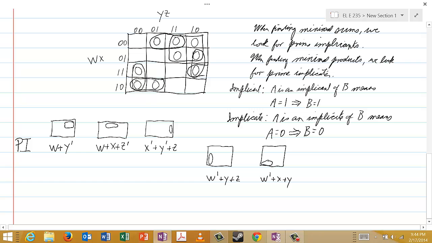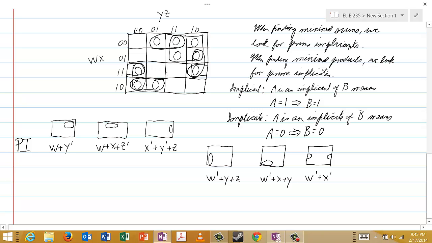We have the grouping of this 0 over here on the right hand side with this 0 on the left hand side. So let's identify that. Here we have that and that. There's the sketch. And let's ask ourselves what the name of that prime implicate will be. W and X are both constant. W is constant equal to 1. X is constant equal to 1. So we have W prime or X prime.